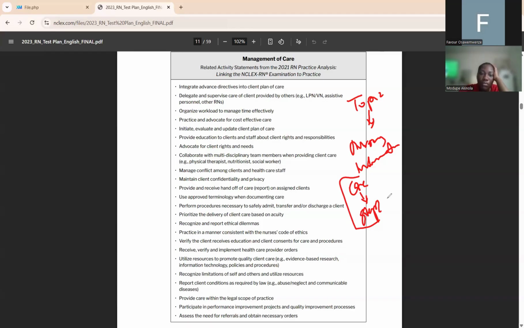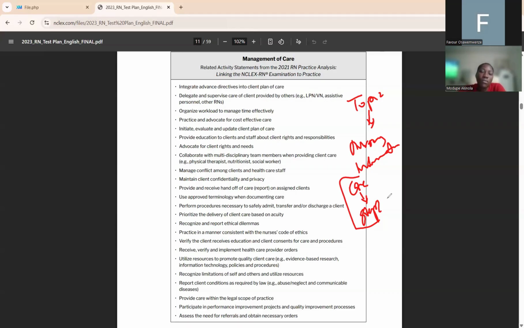receive, verify, implementing healthcare provider order, utilize resources to promote quality client care, recognize limitation of self and others, utilize resources, report client condition as required by law, provide care within your legal scope of practice, participate in performance improvement projects, assess the need for referral, and obtain necessary order.